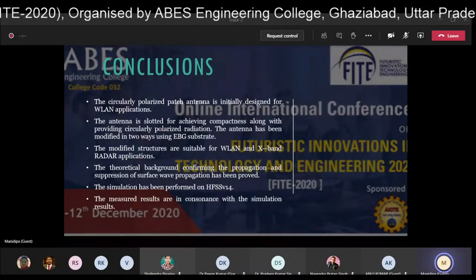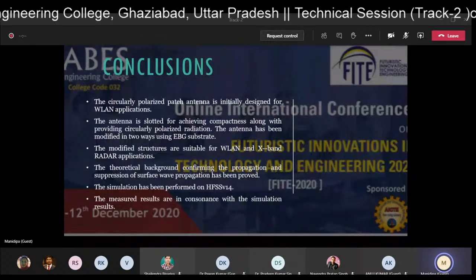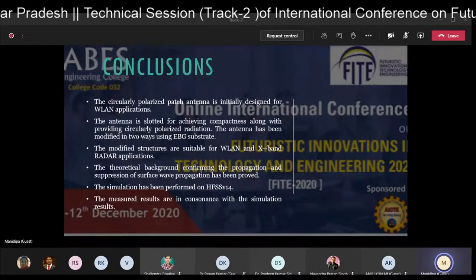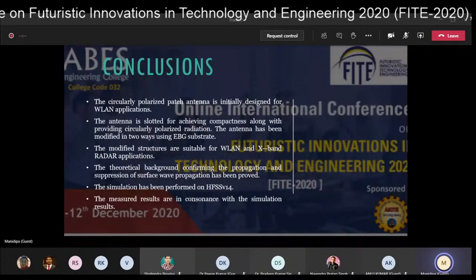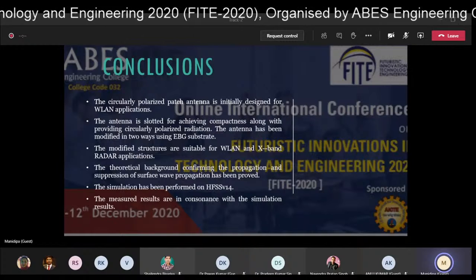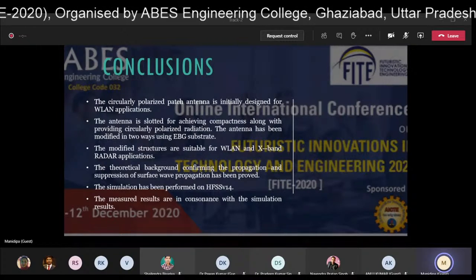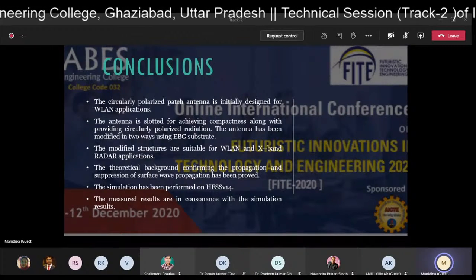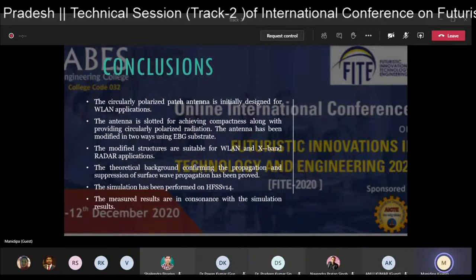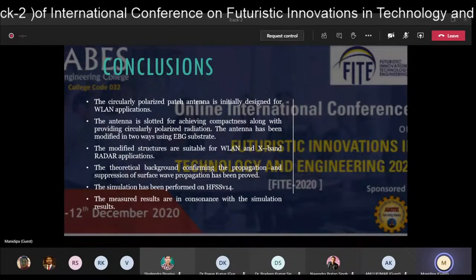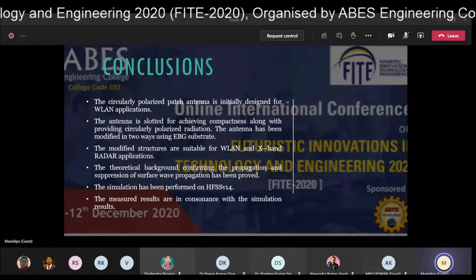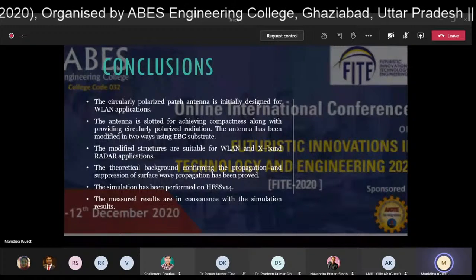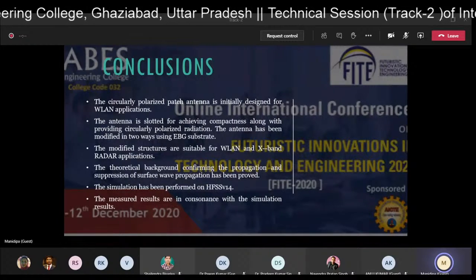The conclusions are that circularly polarized antennas are designed for WLAN applications. The antenna is slotted for achieving compactness and producing circularly polarized radiation. In two ways, I have achieved the same objective using EBG substrate. Then the theoretical background has also been there for validation of simulation and experimental results.